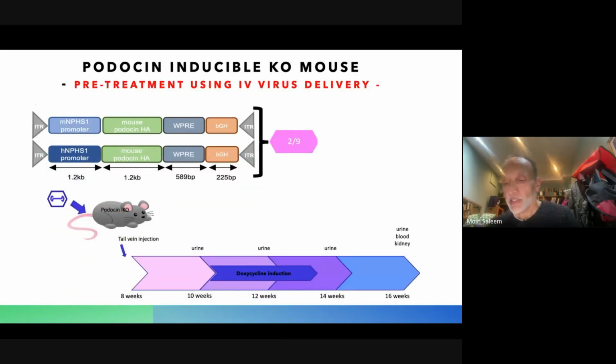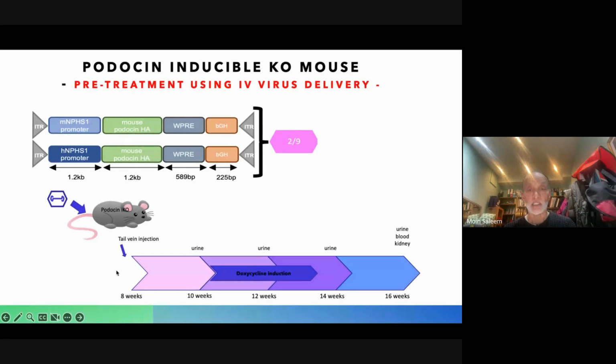So that's all cells in a dish. We now want to see what happens in a living animal, so we can do a mouse experiment for this. We took a mouse and we can knock out podocin in its podocytes. This is called an inducible knockout of podocin. I won't go into the details, but it allows you to knock out podocin by giving it tetracycline. So a chemical stimulus will knock out the podocin in the podocyte, and that therefore gives it nephrotic syndrome at a time that you can manipulate.